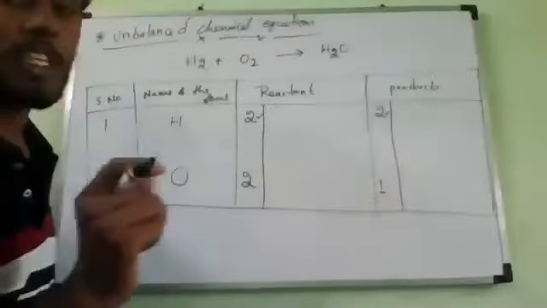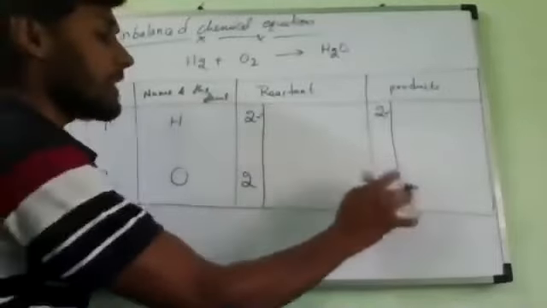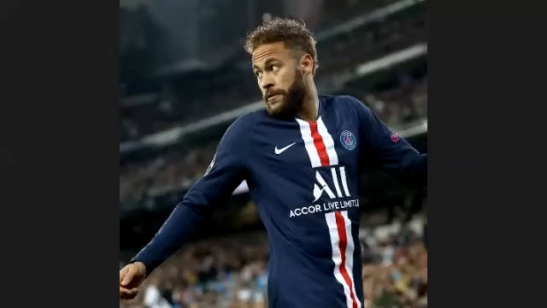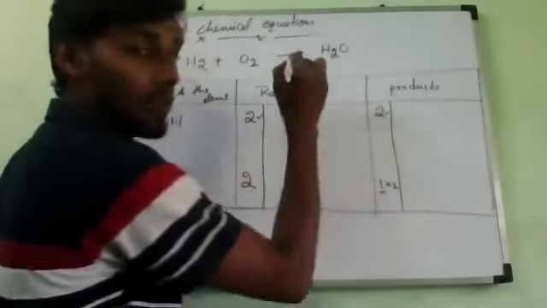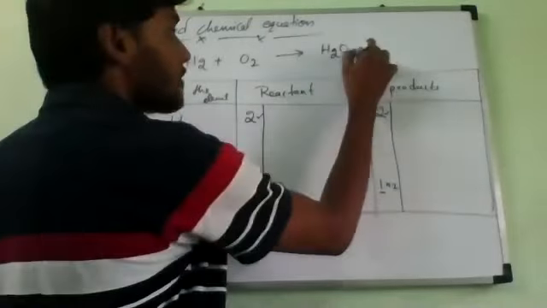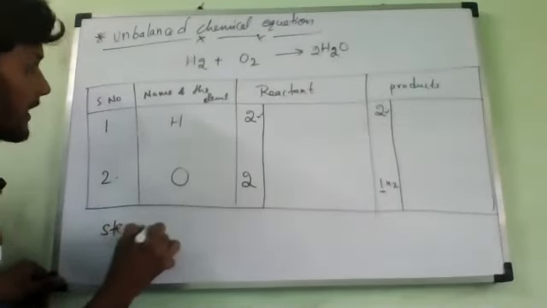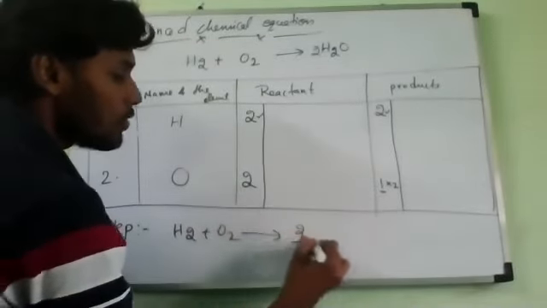So now 1 needs to become 2. So we have to multiply with the smallest number like 2, 3, 4. Which number if you multiply, this 1 will become 2? 2. So I will multiply by 2. Only at the front, coefficients, I can multiply; I cannot change the middle. So step 1, I will multiply the coefficient: H2 plus O2 gives 2H2O.